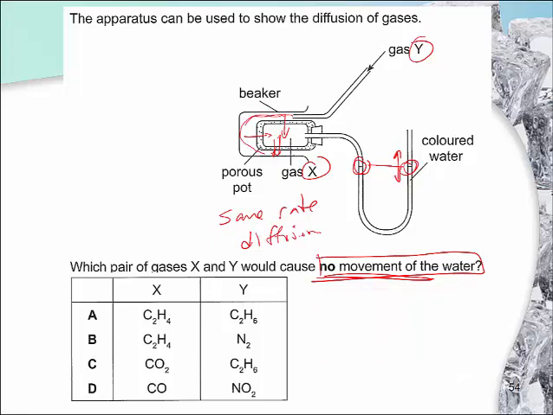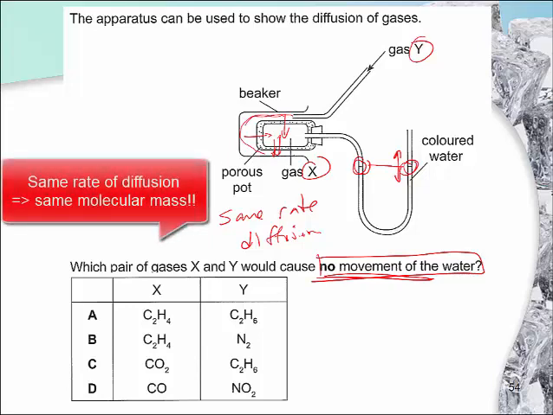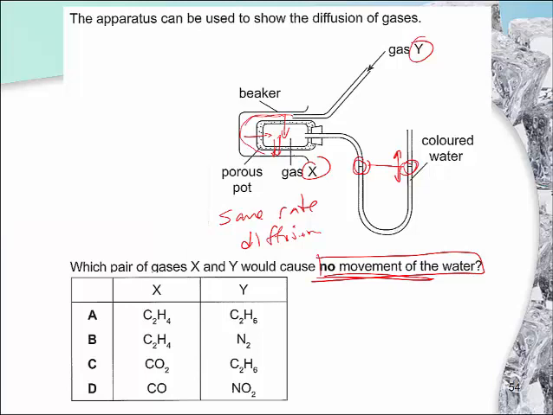Now, when will you get the same rate of diffusion? You only have the same rate of diffusion if they have the same relative molecular mass. So let's look at the first one, option A. C2H4 and C2H6. Obviously, C2H6 is heavier, with a larger relative molecular mass compared to C2H4. There are 2 more hydrogens.